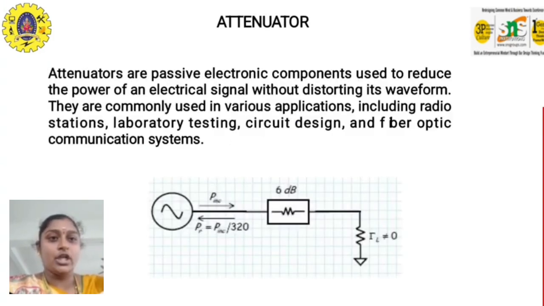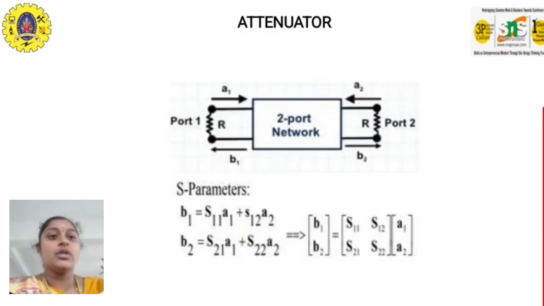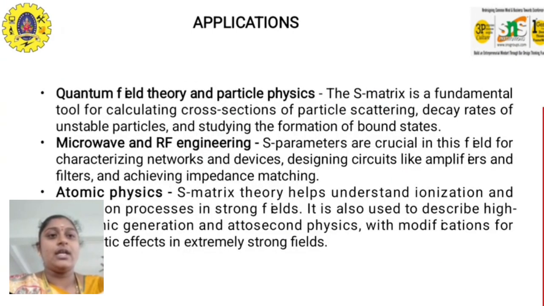Next, we see the attenuator device. An attenuator is a passive electronic component used to reduce the power of an electrical signal without distorting its waveform. Attenuators are commonly used in various applications including radio stations, laboratory testing, circuit design and fiber optic communication systems. The attenuator is also a 2-port network. In this 2-port network, the S parameters are represented by B1 equals S11 A1 and so on. Already we know that B1 is the reflected wave and A1 is the incident wave, and S is called the S parameter matrix. So this is the attenuator.